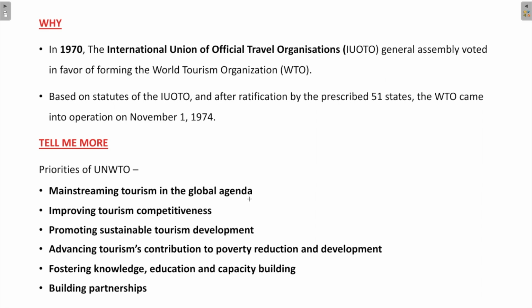Some of the priorities of the United Nations World Tourism Organization are, first, mainstreaming tourism in the global agenda. So this should be the global agenda of the countries, to mainstream tourism, and this is one of the primary objectives of the United Nations World Tourism Organization. The next is improving tourism competitiveness, or we could say healthy competition between the countries to improve their tourism. Obviously, sustainable tourism development is required without hampering or harming the environment.